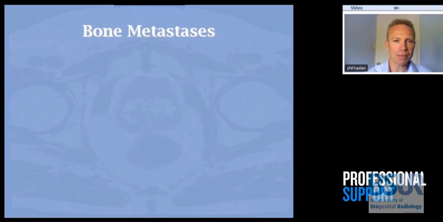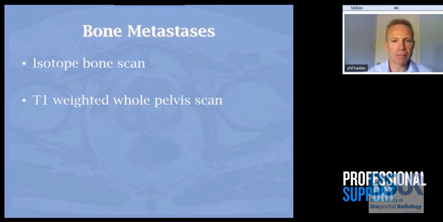What about bone metastases? Isotope bone scan. Good if the patient's got lots of bone metastases or they're fairly advanced. Not the most sensitive test. What we tend to do is we do the T1 weighted whole pelvis scan as part of our standard prostate MRI, and that will pick up any areas of low signal suspicious of metastatic disease. We could do diffusion weighted imaging, which we do, and I'll show you an example of that in a moment. And that's actually very sensitive.